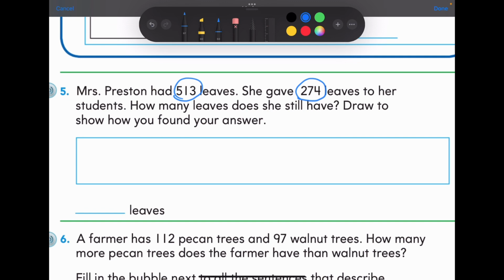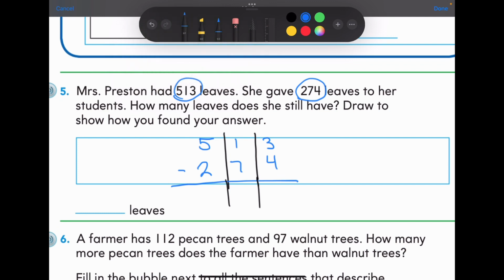Okay, so the best thing to do here would be I would write 513, and I'm spacing it out a good amount so I have enough room to work with. And 274, again, spaced out. This is so my place values are nice and neat. Then I'm going to subtract, because we know that 274 of those leaves went to her students. Then I'm just going to solve this. I'm bringing my line a little bit down. I'm working a little outside of the box, which is a-okay.